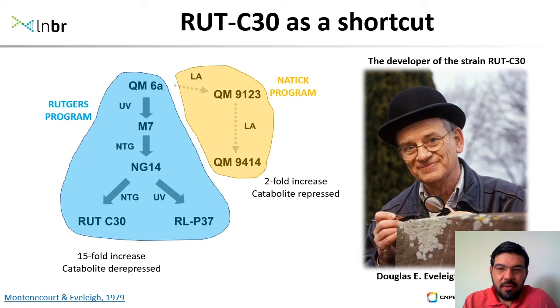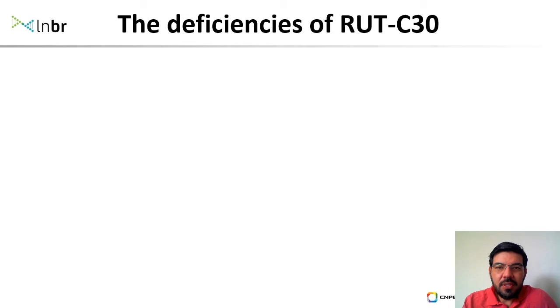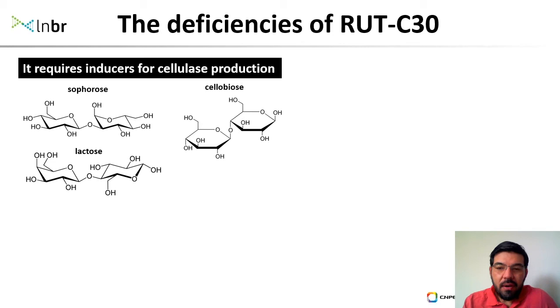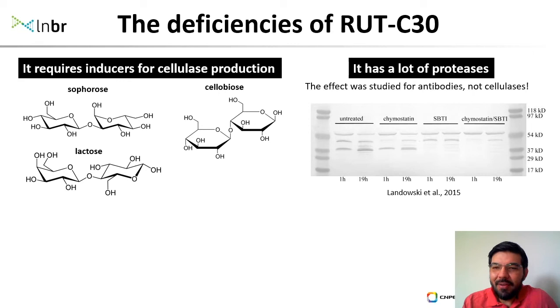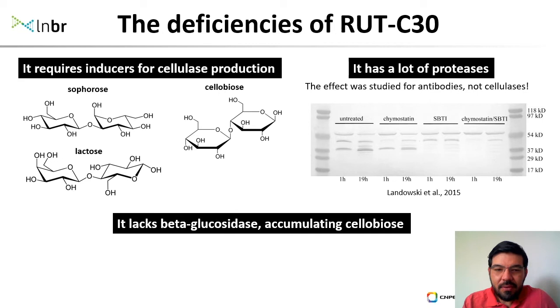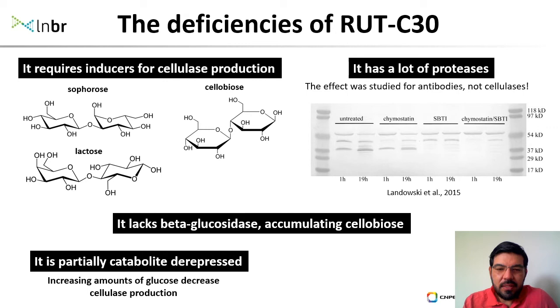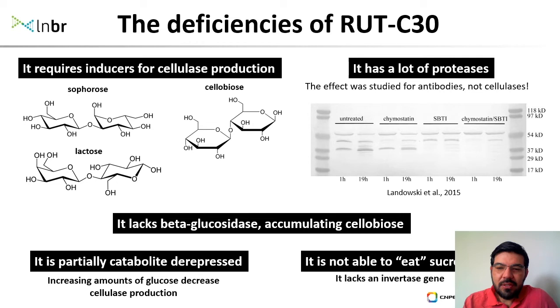This is a very good starting strain, but not competitive, because it has many deficiencies, like the requirement of inducers for cellulase production. It still has many proteases that decrease the stability of the enzyme cocktail. It lacks beta-glucosidase activity, resulting in the accumulation of cellobiose, which cannot be used by other microorganisms for bioconversion to biochemicals, biofuels, and biopolymers. It is only partially catabolite derepressed, which means that increasing amounts of glucose decrease the enzyme production. And the last limitation is that it is not able to utilize sucrose.